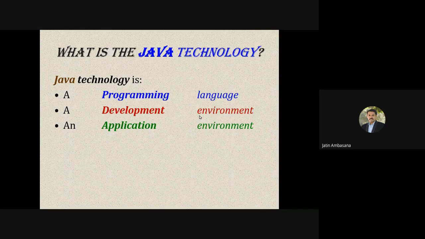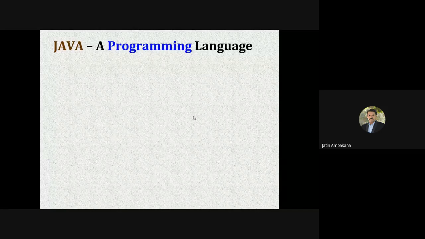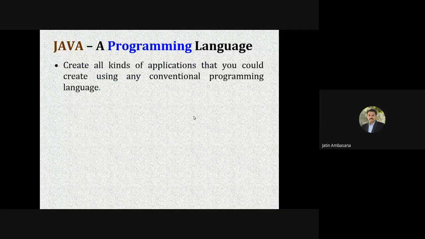It also provides an application environment where your Java application can run, and a deployment environment using which you can deploy your web applications. So this is Java technology. It is a programming language, and it also provides various kinds of development, application, and deployment environments. Now, if we take Java as a programming language, then it can create all kinds of applications that you could create using any conventional programming language.